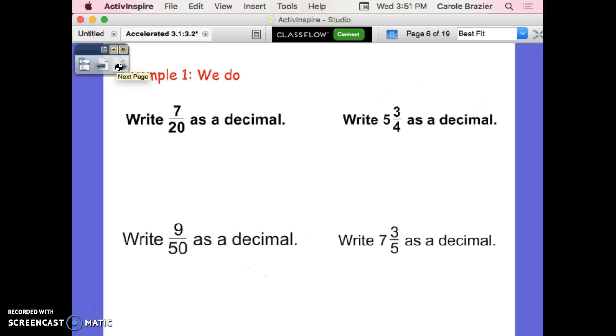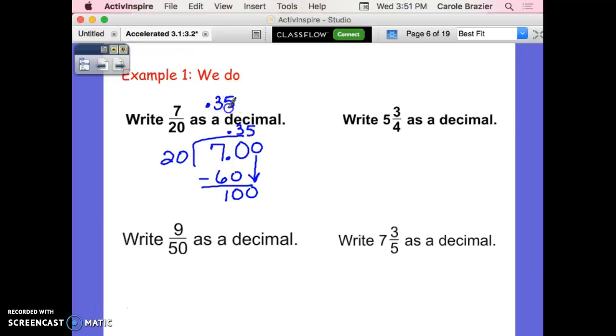20 I can take into 100, 4 I can take into 100, 50 I can take into 100, and 5 I can take into 10. So these should also be really easy. If you can't see that they go into 100, you can also do the long division. So 7 divided by 20. 20 doesn't go into 7, so I'm going to add a decimal and annex a 0. 20 goes into 70 3 times. Minus 60 gives me 10. Annex a 0. And I'm left with 100. So 20 into 100 is 5. So I'm left with 0.35 as my answer.